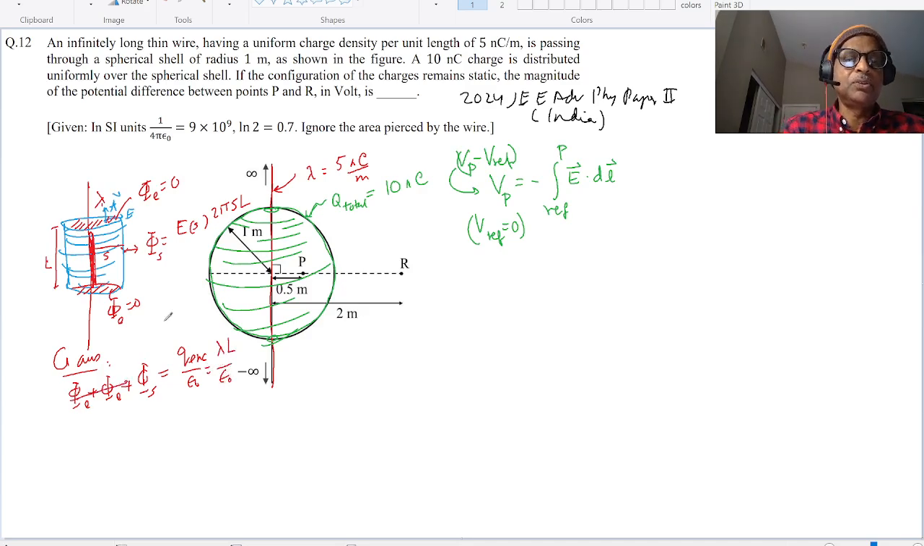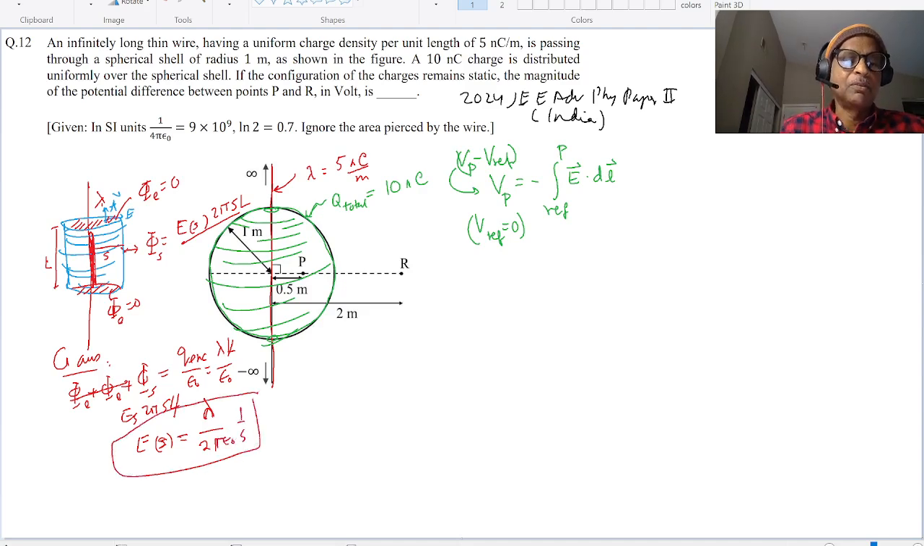So these are 0, and this is E times 2 pi sL for the side. So L cancels out. So E at any point a distance s away, as a function of s, is equal to lambda over 2 pi epsilon naught times 1 over s.